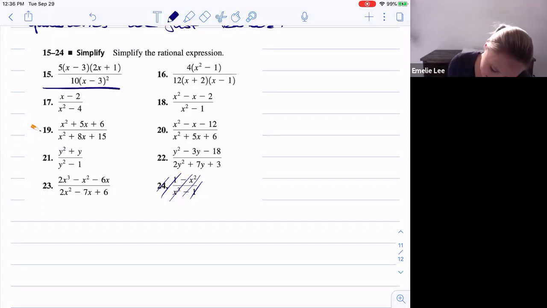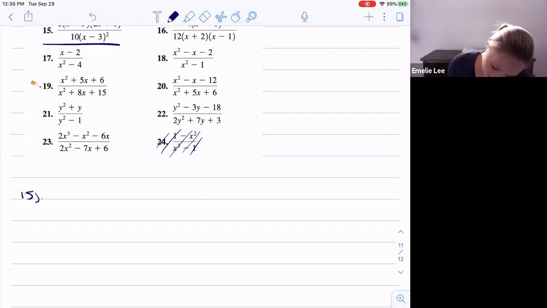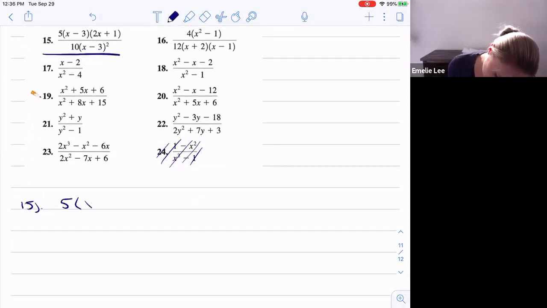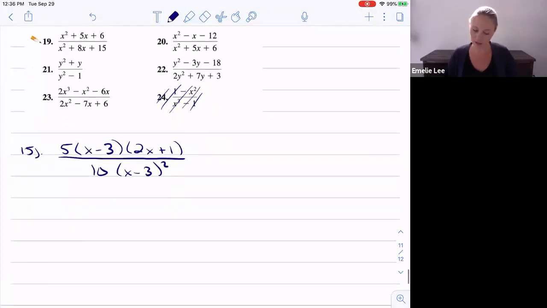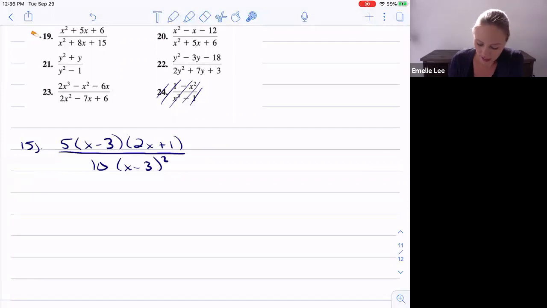So let's do 15 together. 15 has 5 times x minus 3 times 2x plus 1 divided by 10 times x minus 3 squared. Okay, so I see that I'm multiplying across the numerator and the denominator. So I'll be able to cancel stuff as long as I'm just multiplying and dividing. So I've got an x minus 3 and an x minus 3 squared down here.